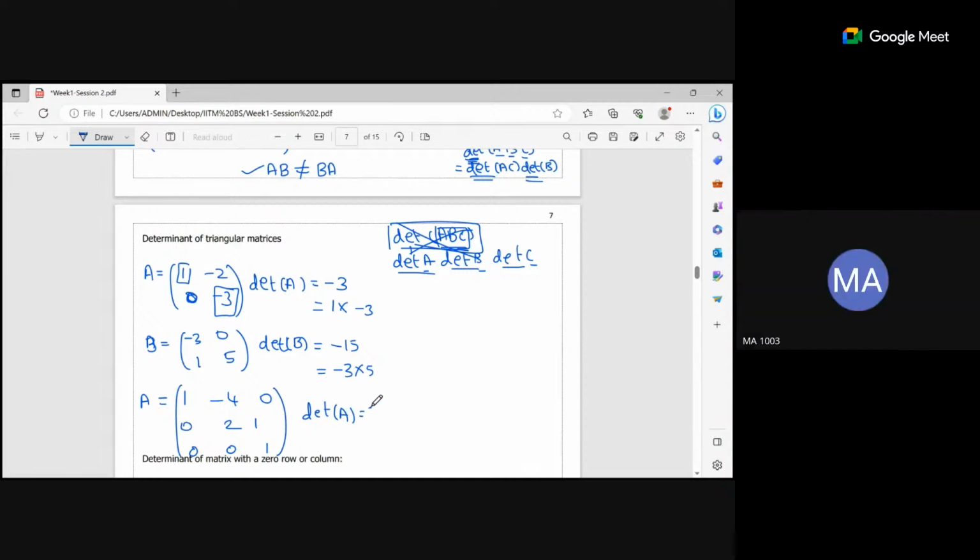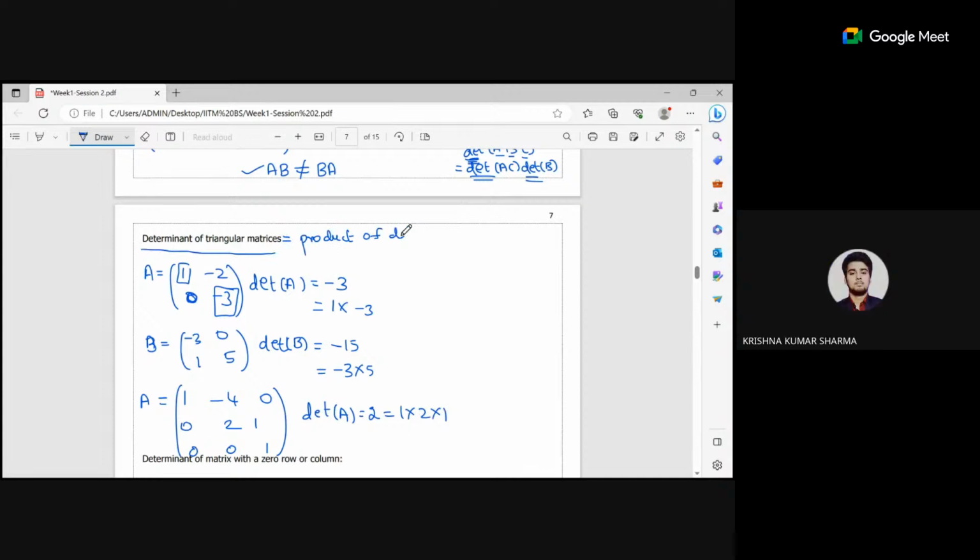That is 1 into 2 into 1. So what you can say in general is that the determinant of a triangular matrix is the product of the diagonal entries. Is it the same for both upper and lower triangular matrices? Yes, that is why I gave an upper triangular as well as a lower triangular matrix. You take any triangular matrix, and the determinant is equal to the product of the diagonal entries. Is that fine?